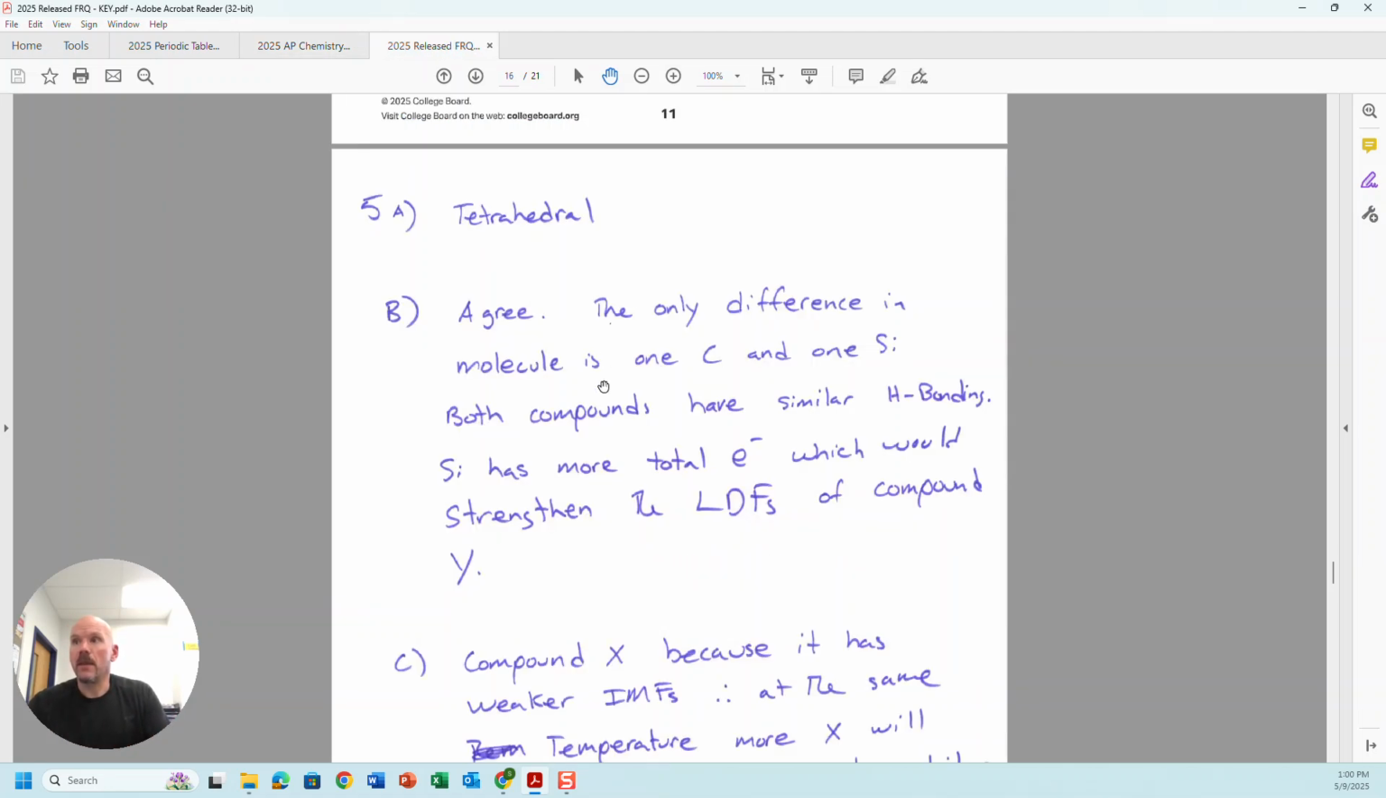Okay, so we agree. The only difference between the molecules is one carbon and one silicon. One has carbon in the middle and one has silicon in the middle. I gotta edit my stuff better. Both compounds would have similar hydrogen bonding capabilities because they only have one OH. But since silicon has more total electrons, that gives it stronger LDF forces.